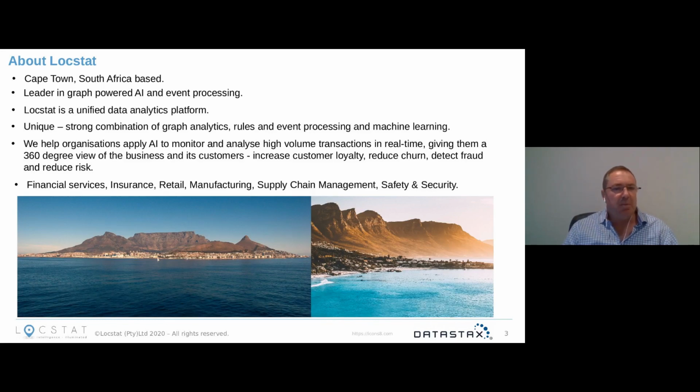We help organizations to apply AI to monitor high-volume transactions in real time, giving them a 360 degree view of their business, presenting them with threats and opportunities by looking at solutions that increase customer loyalty, reduce churn, detect fraud, and obviously reduce risk in the environment. We are focused on financial services, insurance, retail, manufacturing, supply chain management, and we've had quite a strong focus in safety and security in the past, and we've been quite effective in providing solutions in that space.